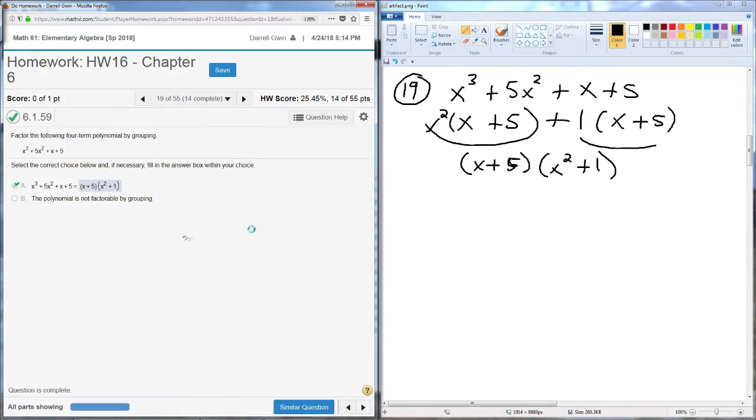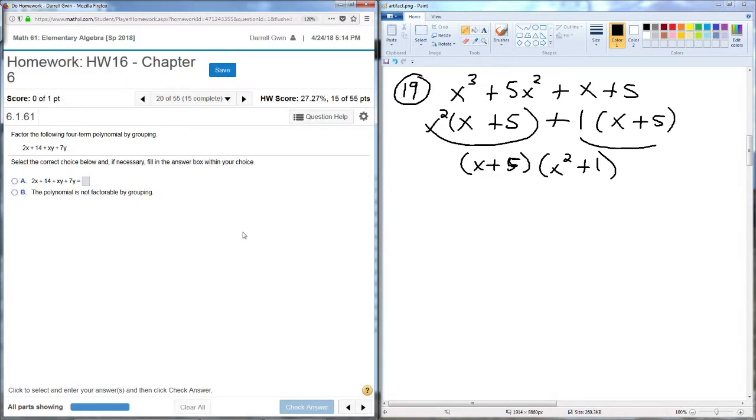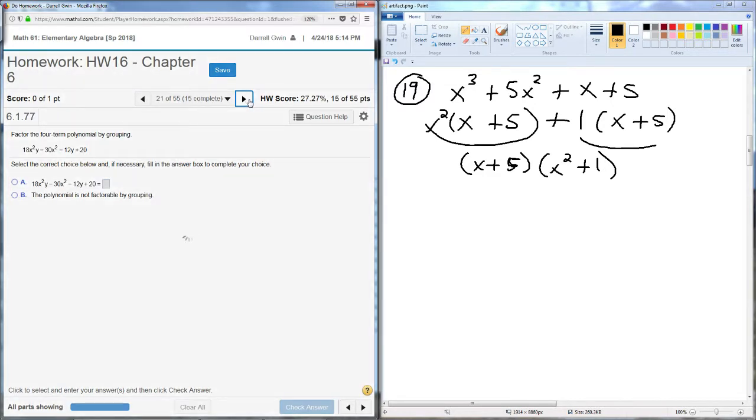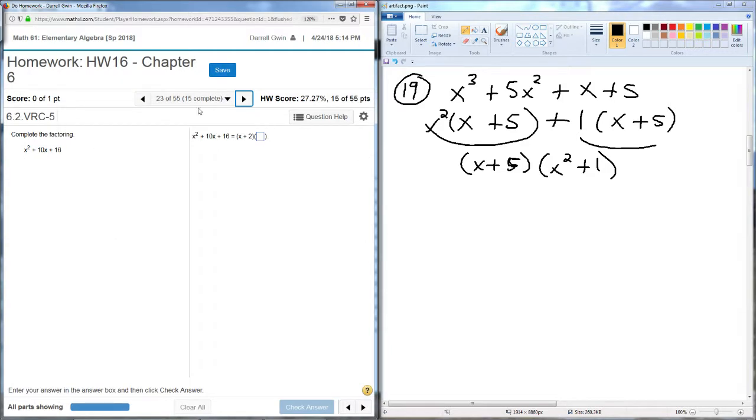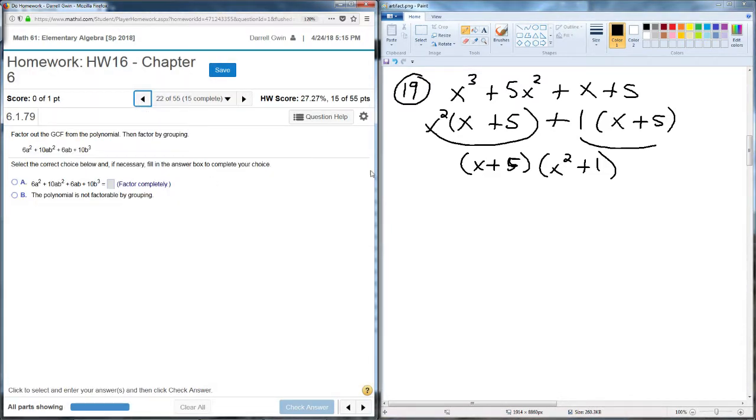This is the same thing, factor by grouping. Another factor by grouping. That one has a GCF for all 4 terms, so I should do that one. Let's go back. Yeah, got some lag. This is number 22.